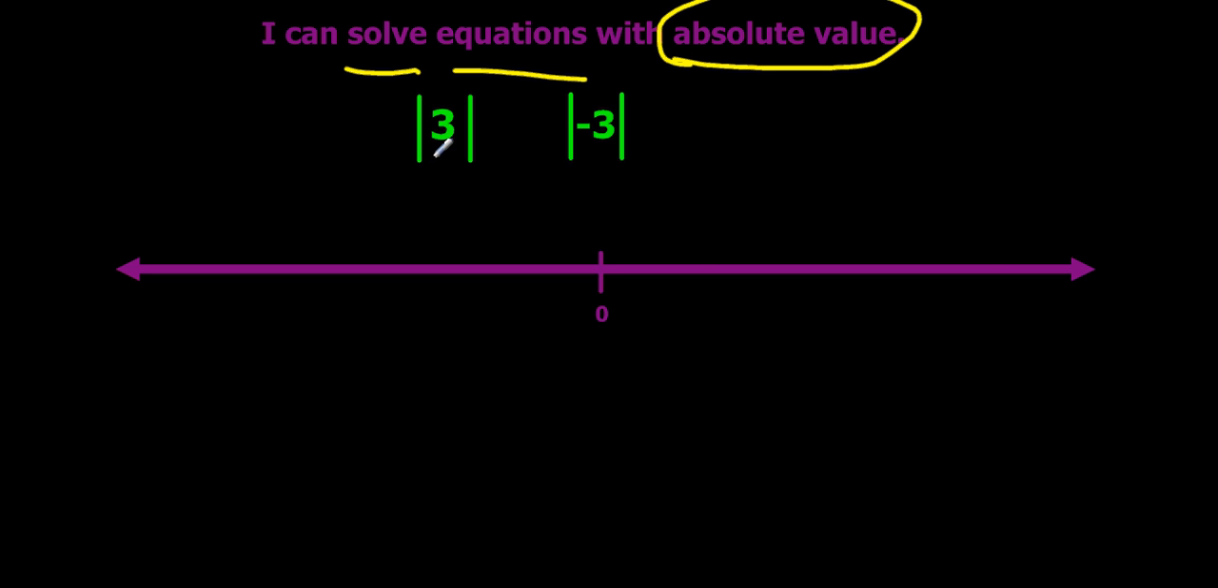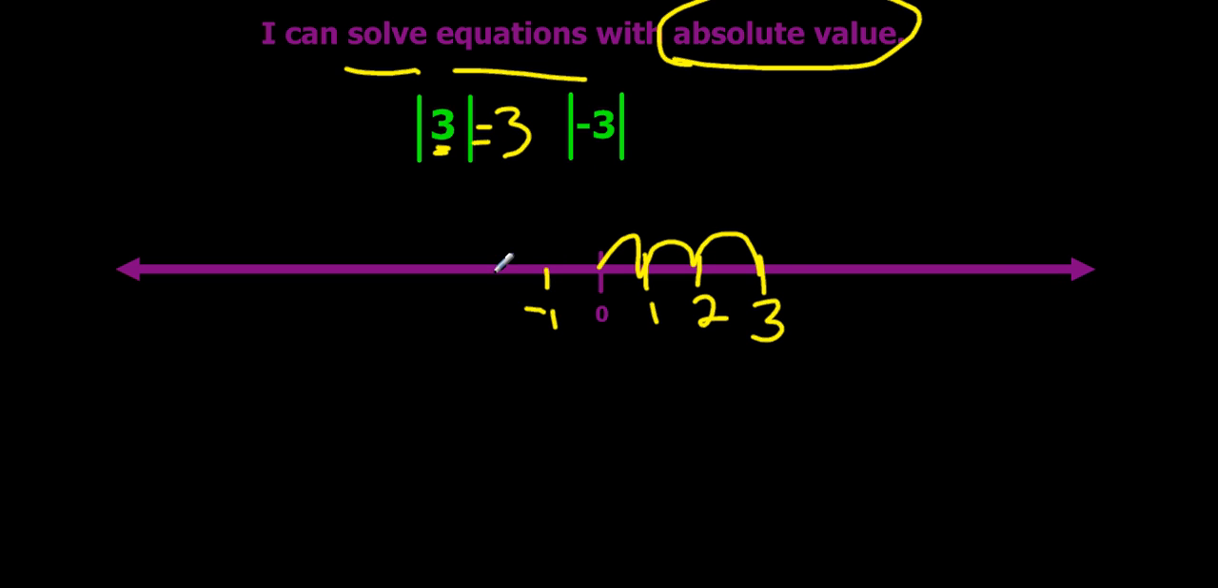If I have something like the absolute value of 3, I think about what I know about absolute value. It's asking me how far 3 is from 0. So I think 1, 2, 3. I look at how many spots it is from 0: 1, 2, 3. The absolute value of 3 is 3.